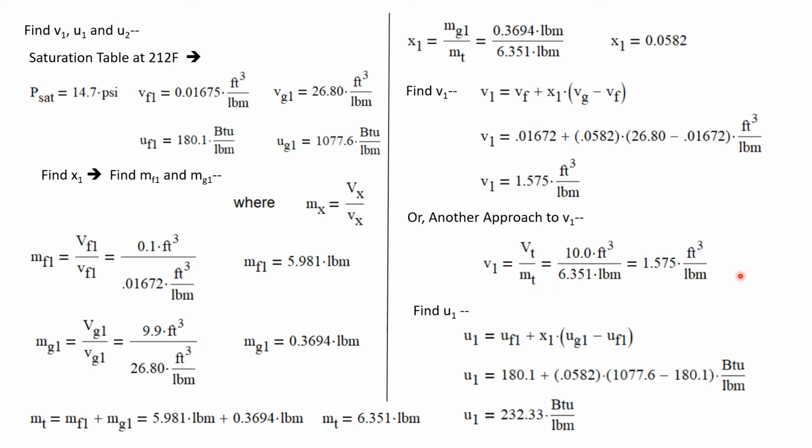And now that we have the quality, we can also calculate the internal energy at state 1. The internal energy at state 1 is just u_f plus the quality at state 1 times (u_g minus u_f). And again, we have all these values previously given. And so we get the internal energy at state 1 is 232.33 BTUs per pound mass.